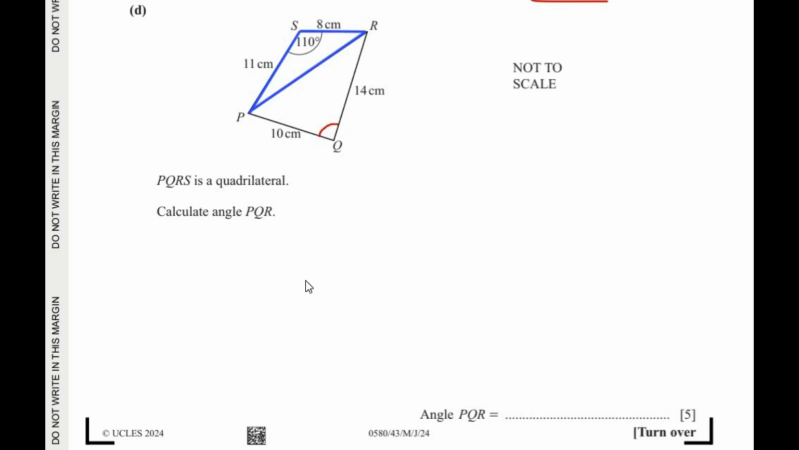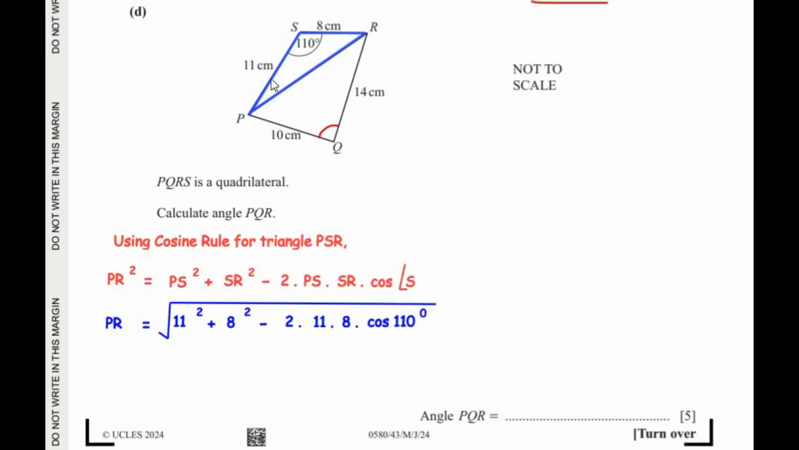So here we have, using the cosine rule for triangle PSR, since we are trying to find out the length of PR, we have written the formula as PR squared is equal to the sum of the squares of the other two sides, that is PS squared plus SR squared, minus 2 times PS times SR times cos of the angle opposite to this side, that is cos of angle S. Now in the next step, we have taken the square to the other side of the equal sign, so the square becomes square root.